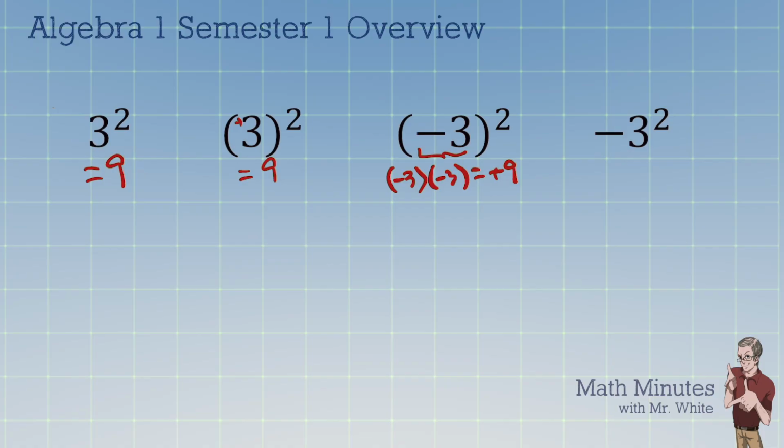Well, what about the 4th one? See, this is the tricky one. This is the one that messes up students. So I wanted you to see this. This minus sign is not part of the base because this is really the opposite of 3 squared. The opposite of 3 squared because there's no parentheses. This is really negative 1 times 3 squared. So this is negative 1 times 9, which is negative 9. Negative 9. So this is one that trips up students.